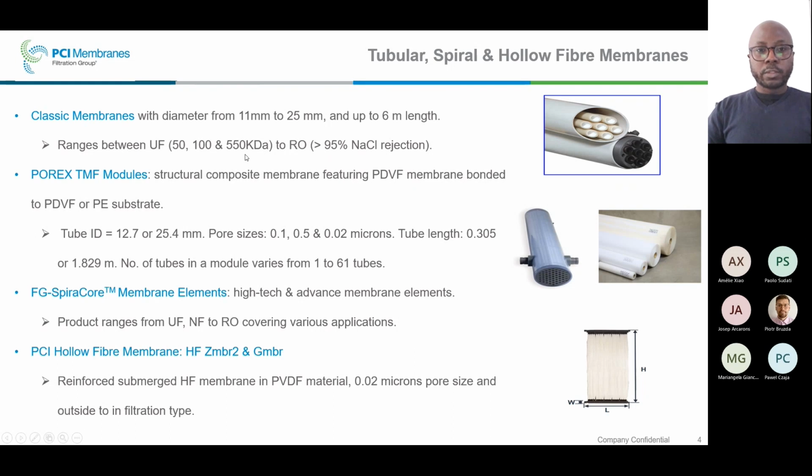So when talking about the classic membrane, we have options available between the ultrafiltration and also reverse osmosis, with molecular cutoff between the 50,000 Dalton to 550 kilodaltons. And then we also have a reverse osmosis available for this type of configuration as well, which has a sodium chloride rejection in the region of 95%.